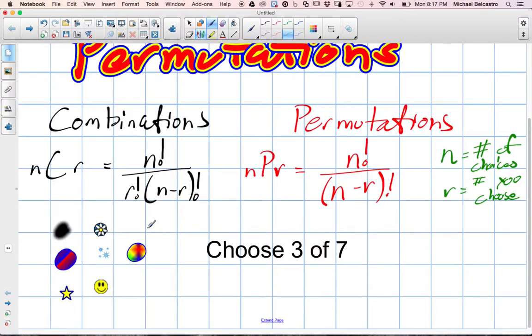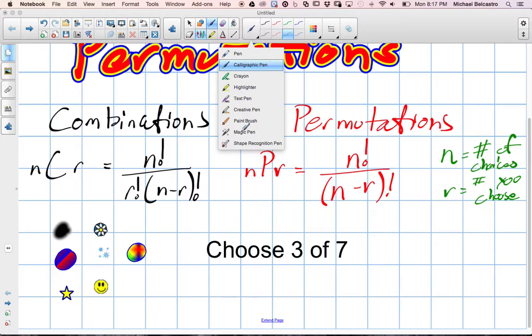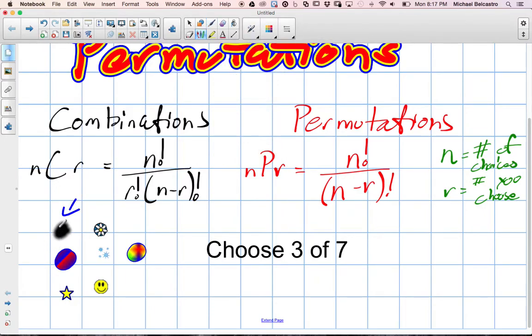Our question here is we have some visuals too. Our question says choose 3 of the 7. And by 7, what we mean is I've made 7 little objects here. We have this spray paint, 2, 3, 4, 5, 6, 7. So I just chose 7 objects. They're all different to help us with some visuals for this.